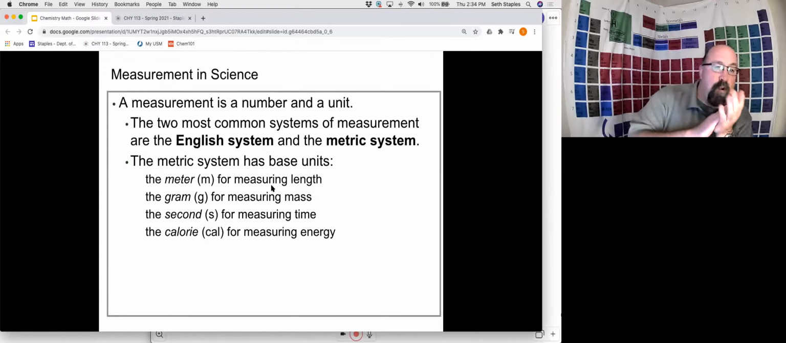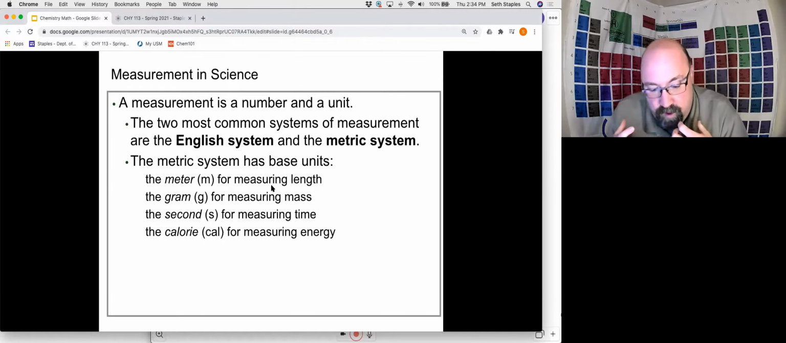And so first, let's just talk about the fact that we are talking about measurements. For the most part, with all of the numbers that we use in this course, these numbers are going to represent the measurement of something. And so a measurement is something that is always going to consist of a number and a unit to go along with it.